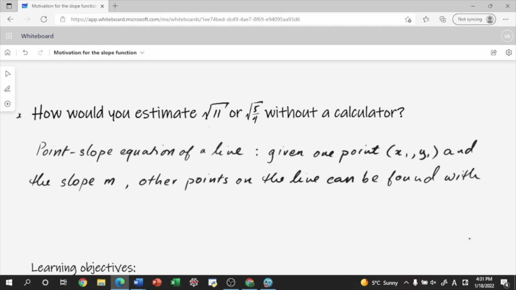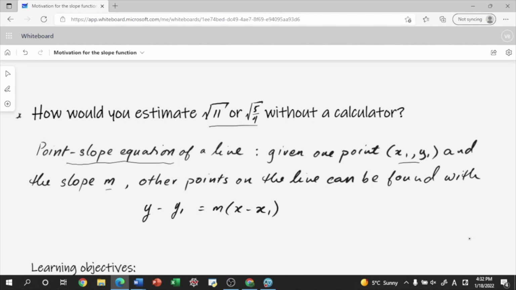How would you estimate the square root of 11 or the square root of 5 over 4 without a calculator? What I'll show you in this lesson is the basics of the trick that your calculator uses to approximate the result. It relies on the point-slope equation of a line, which you should already be familiar with. If you're given one point, (x1, y1), and the slope m of a line, all other points on the line can be found with this expression that we have here: y minus y1 is equal to m into x minus x1.